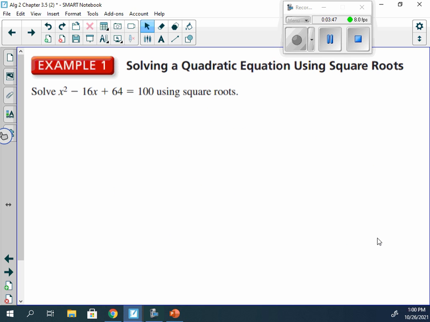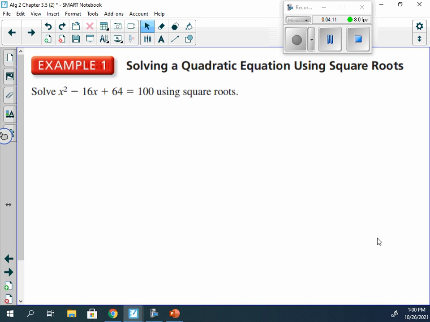Let's look at the first problem. X squared minus 16x plus 64 is equal to 100. Now, we solved this one yesterday. The way we solved it yesterday is we just factored x squared minus 16x plus 64, and it worked out to be a perfect square trinomial.